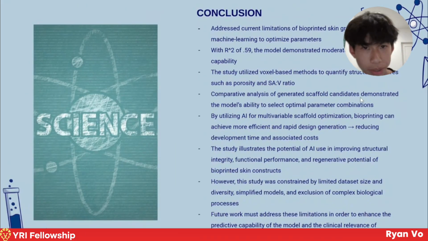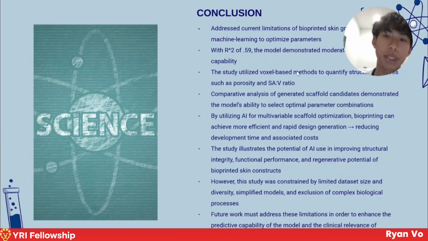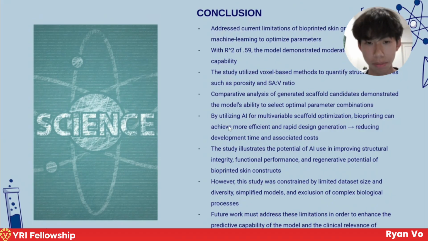So in conclusion, the study addressed current limitations of bioprinted skin grafts using machine learning to optimize parameters. With an R-squared value of 0.59, the model demonstrated moderate to strong predictive capability. The study used voxel-based methods to quantify structural features, such as porosity and surface area to volume ratio. Comparative analysis of generated scaffold candidates demonstrated the model's ability to select optimal parameter combinations.